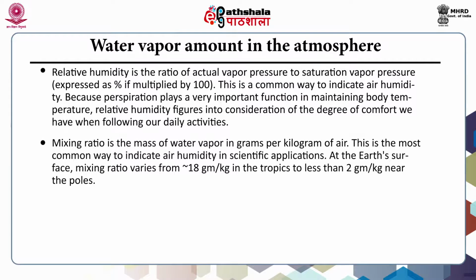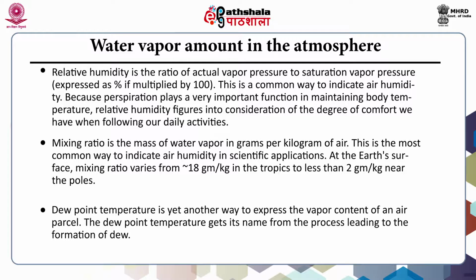And the third way is by the mixing ratio. It is the mass of water vapor in grams per kilogram of air. This is the most common way to indicate air humidity in scientific applications. At the Earth's surface, mixing ratio varies from around 18 grams per kilogram in the tropics to less than 2 grams per kilogram near the poles.